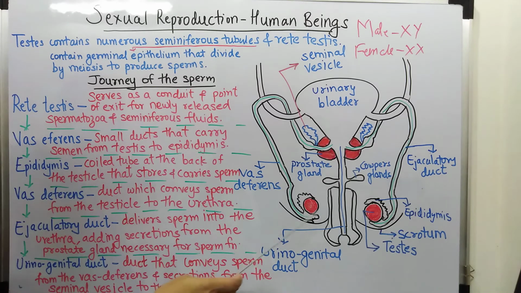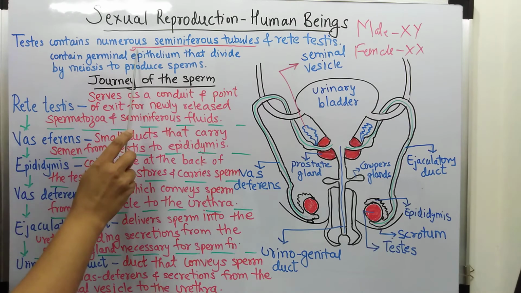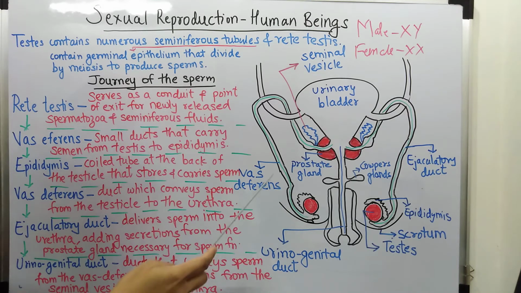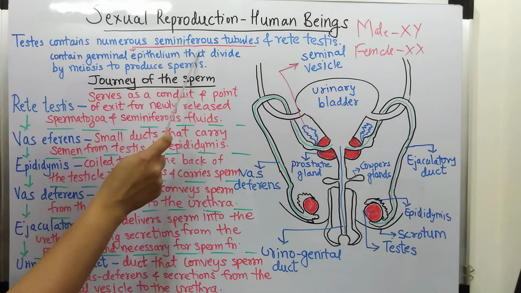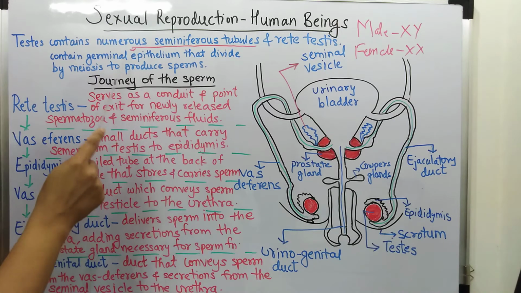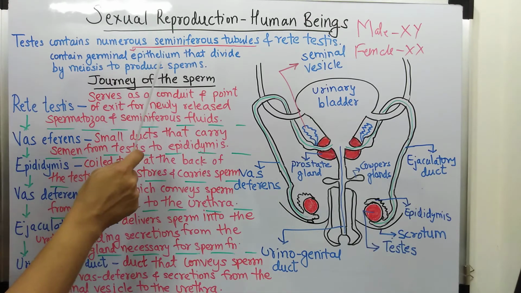Now the testes are a very important part of the male reproductive system. What does the testes contain? It contains numerous seminiferous tubules, meaning many seminiferous tubules, and it also contains the Rete testis. Now inside the seminiferous tubules in the testis there are germinal epithelium cells.